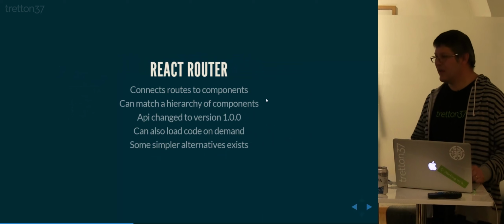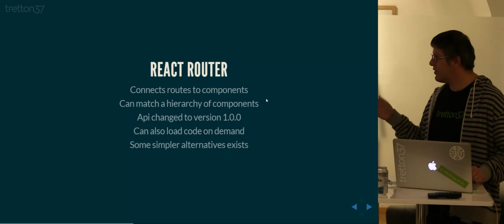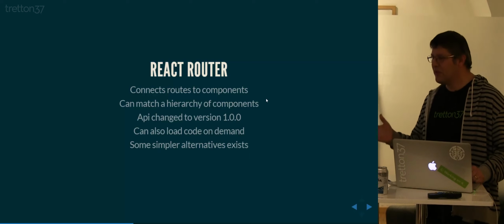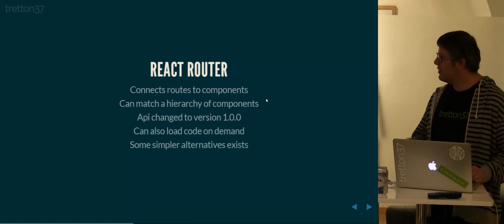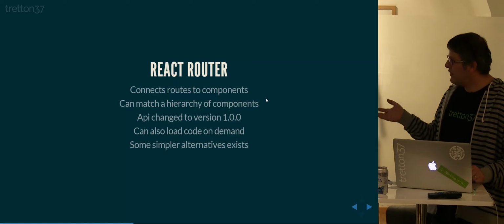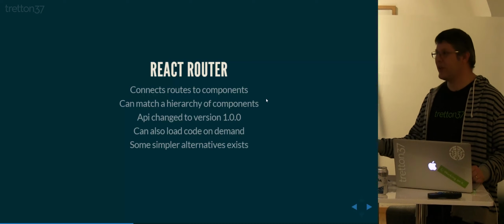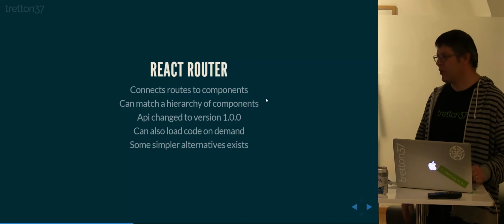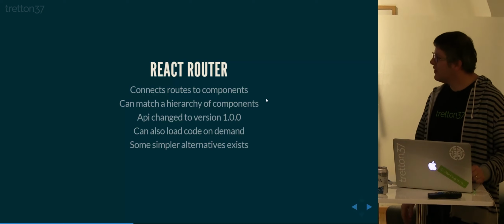If you're going to create an application, then you usually need a router, and the router connects routes to components, and that means how you browse into an application. And the React router can match a hierarchy of components. I can show an example of this. You can say that when you go to /products, you go to the product list component. But if you go to product/1, then you go to the product details component instead and show just one.